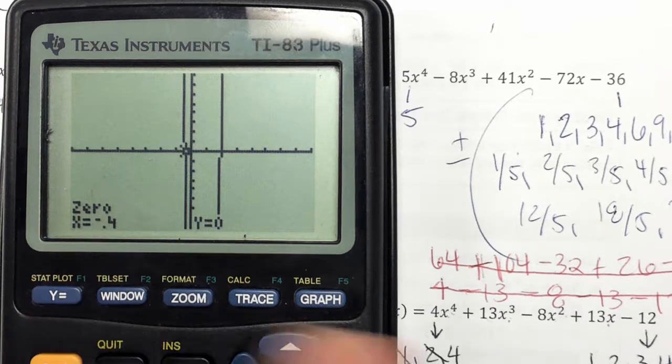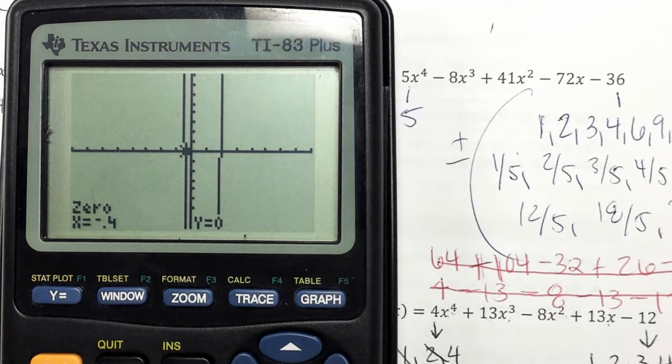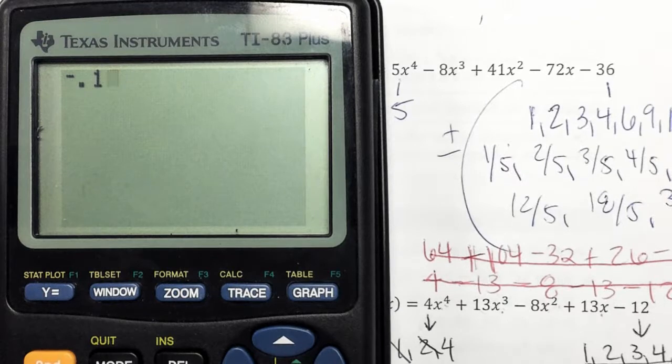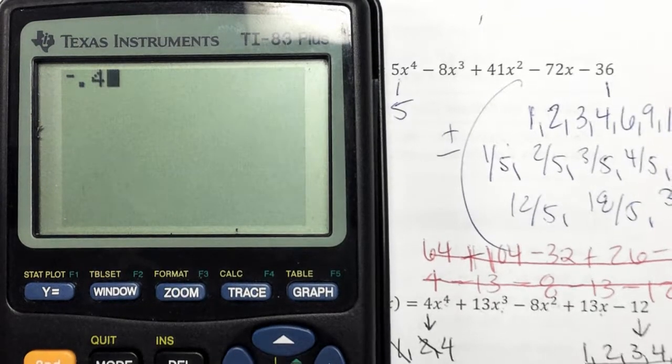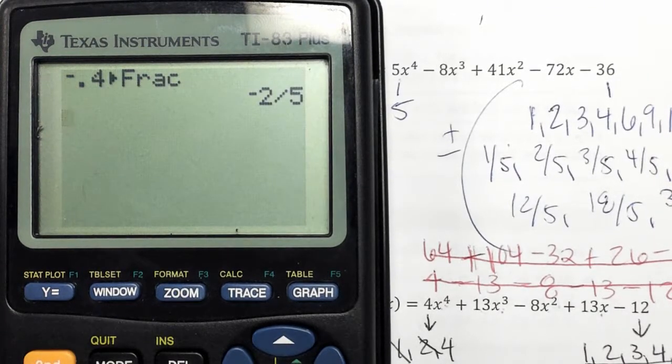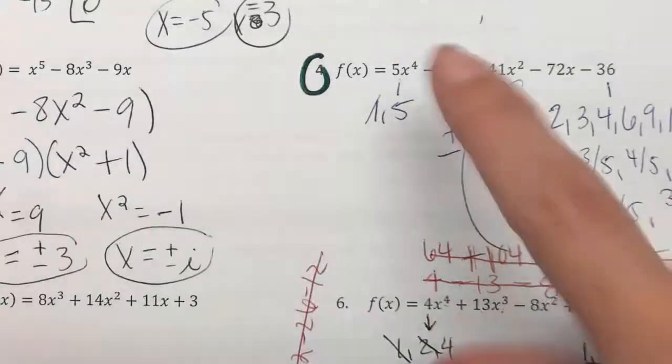How could I do that on my calculator? You just hit -0.4 and then hit math, fraction, enter. -2/5. So if you don't know, like, from decimals to fractions, no shame. You can just type it in. So that's 2 of our zeros. We need how many more?